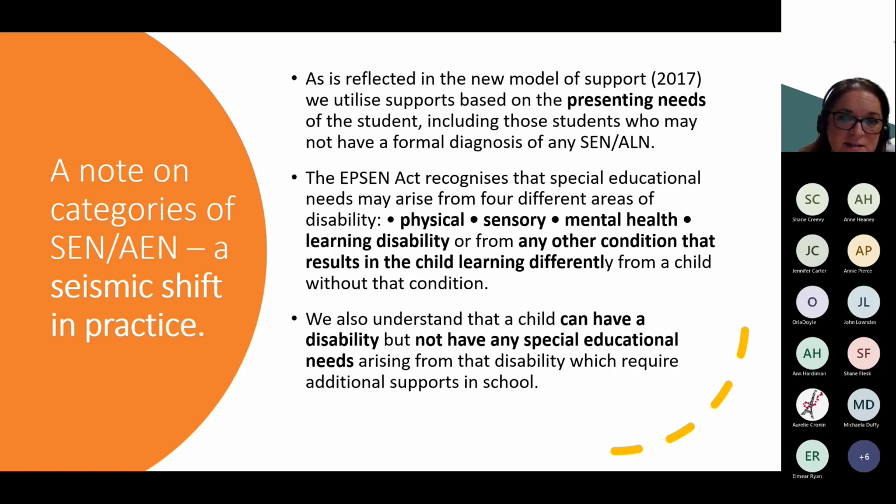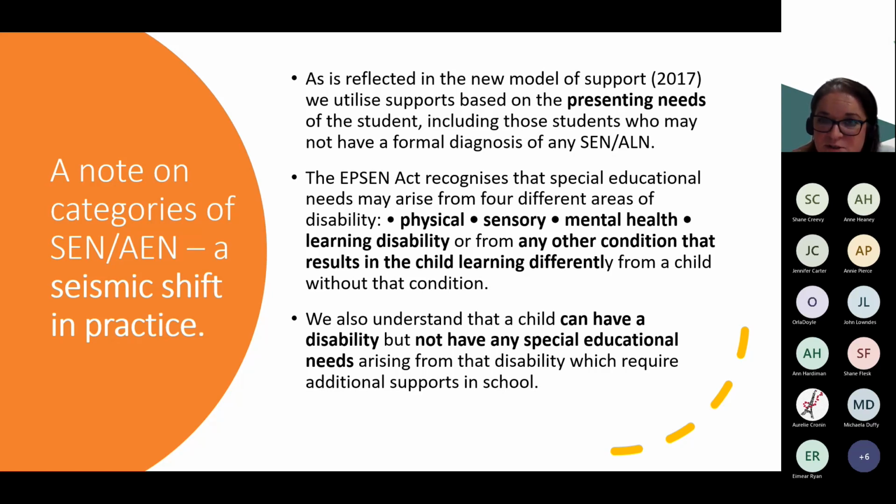So I'm just going to leave that slide sit there for a minute and let you have a read of it. Just to say a little note on the categories of special educational needs and additional educational needs. There really has been a seismic shift in practice in the last 5 years in this regard. And throughout the session, you're going to see the terms SEN, ALN and AEN used interchangeably. And that actually reflects the new model that came out in 2017.